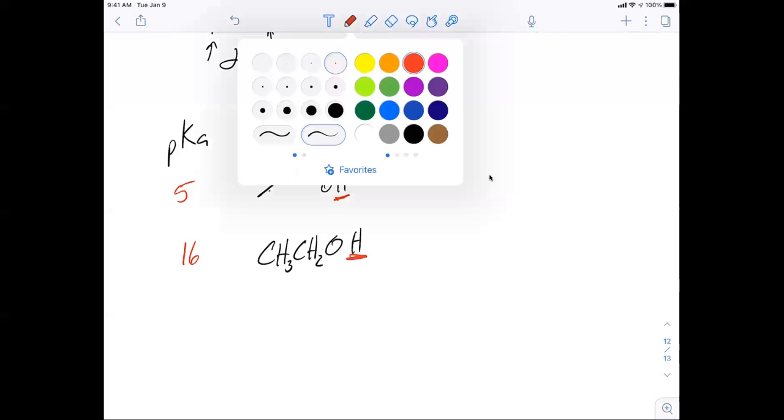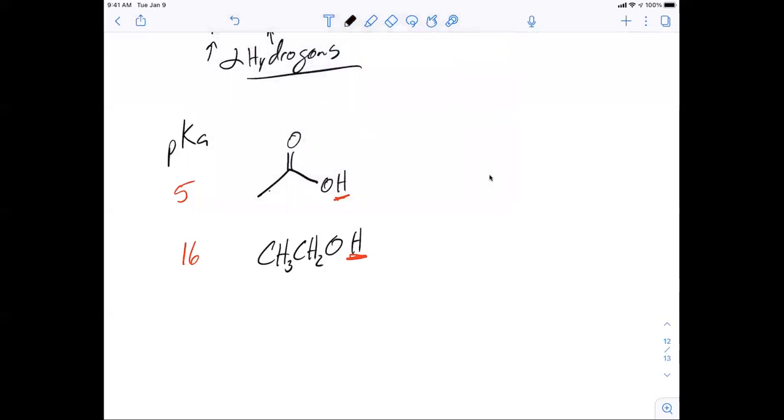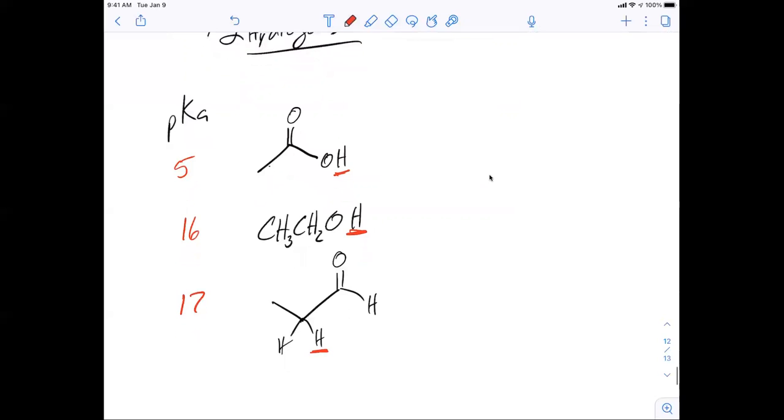If we look at aldehydes, and it always throws people off, but the most acidic hydrogen in an aldehyde is not the hydrogen attached to the carbonyl. That hydrogen is on an sp2 carbon. That's going to be a very, very high pKa. But this alpha position is going to have a pKa of about 17. So a little less acidic than an alcohol.